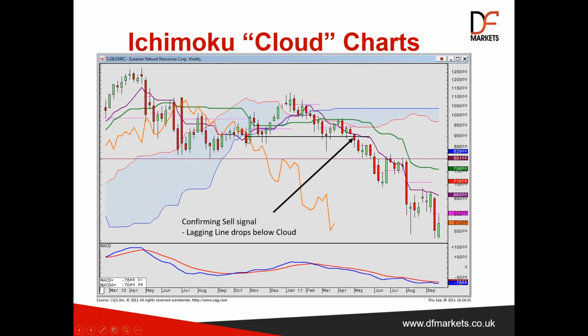And it would be a few weeks after that, on a weekly chart, one, two, three weeks after that, that we get the definitive tick, if you like, because that's when the lagging line, if you look back, has dropped through the cloud as well now. So we have had a first sell signal, arguably a second sell signal, and there's the confirming third sell signal. If you wanted to be really prudent and wait for the right opportunity, that's your third signal there.